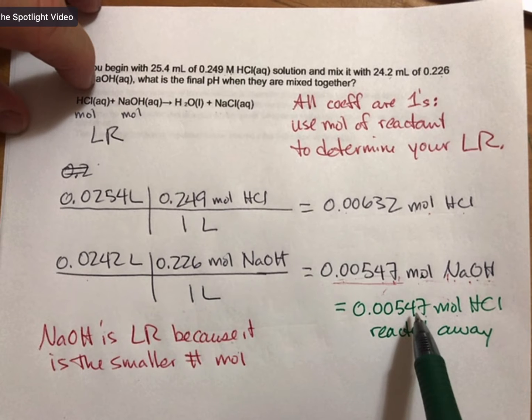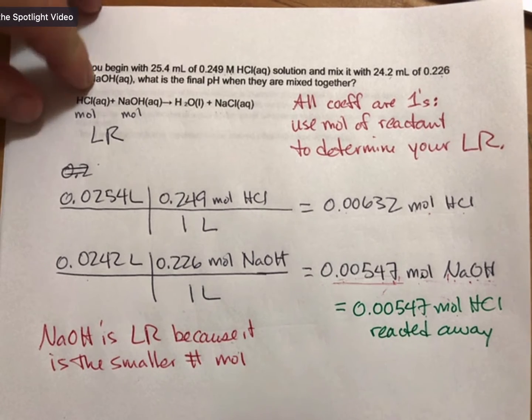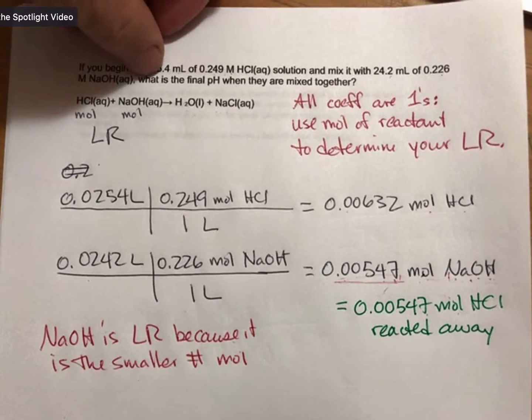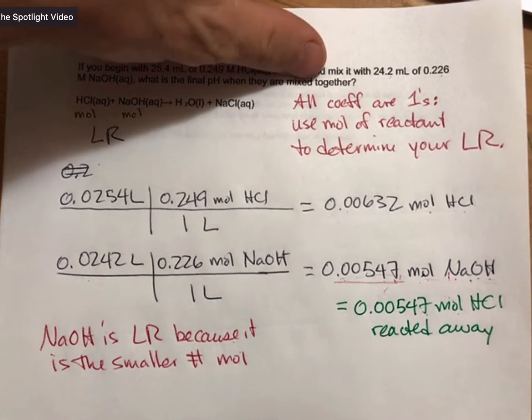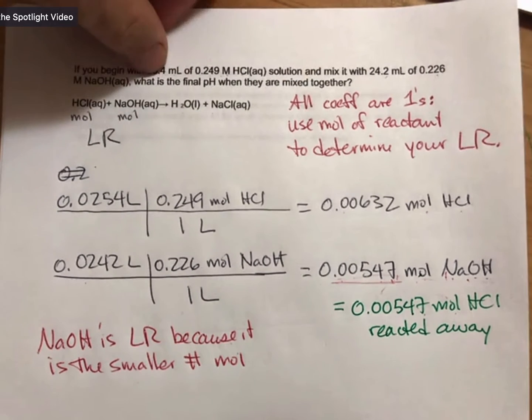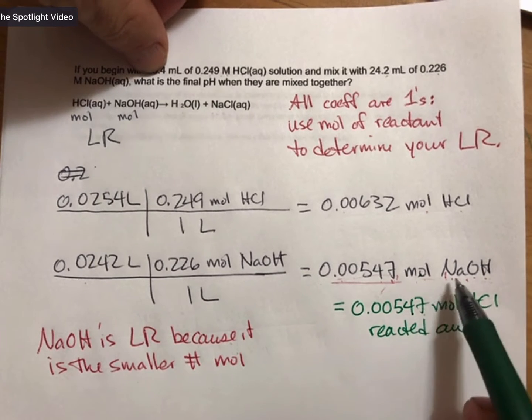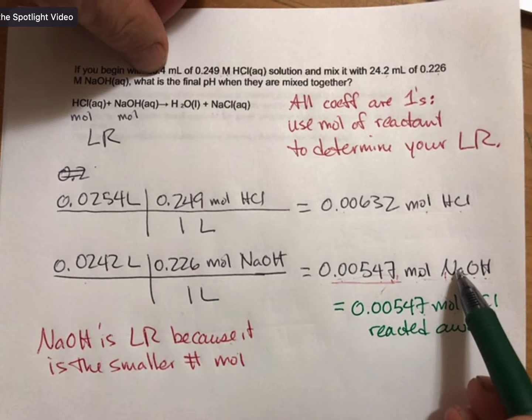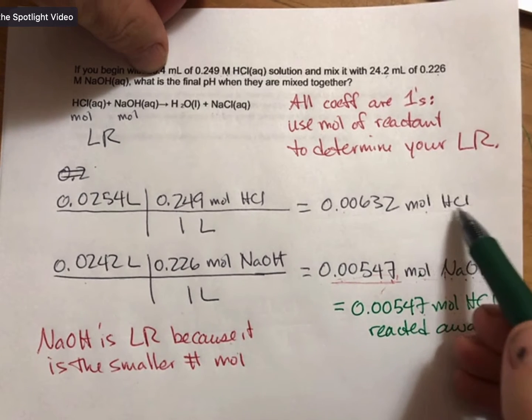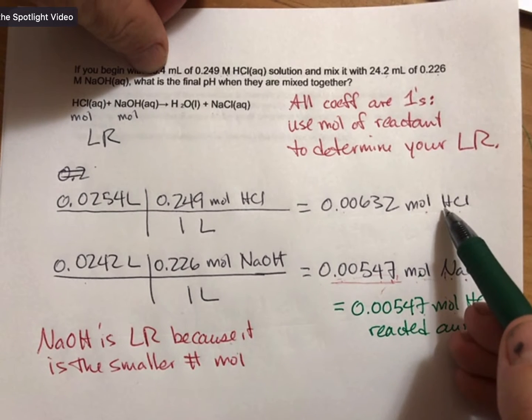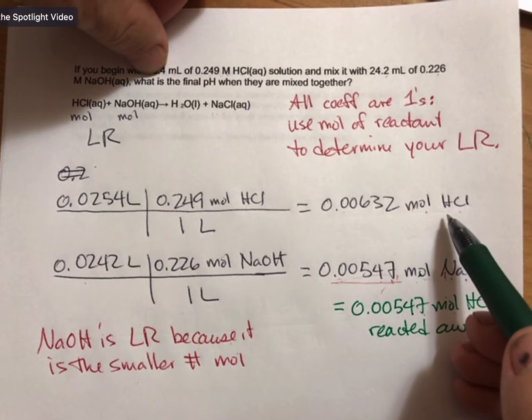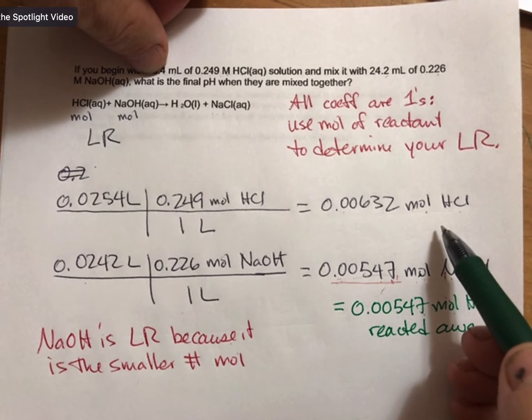All right, so remember, I just want to touch base with what we're trying to find. What is the final pH when they are mixed together? We have a couple pieces of evidence. First off, because our sodium hydroxide is our limiting reactant and we have excess hydrochloric acid, we know that the solution will be an acid solution, and so the pH will be less than 7.